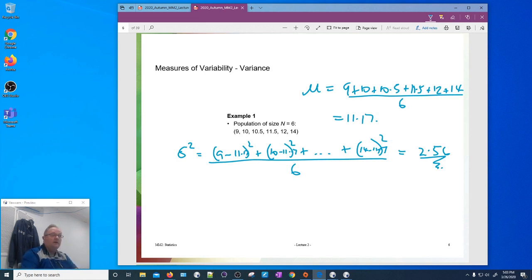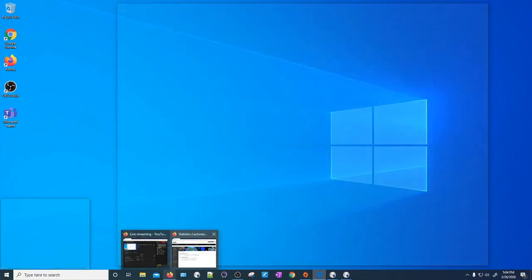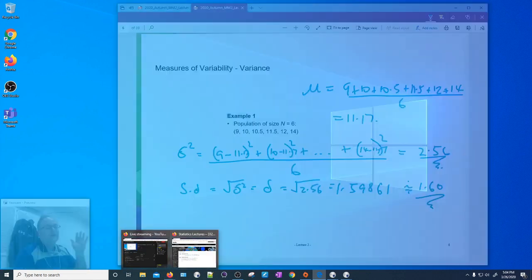And then we get the standard deviation by taking the square root of sigma squared, which is equal to, and we can approximate that, if you didn't mind, to 1.60 to 2 decimal places. So again, we're doing computations. We're not delving too deeply at this point into the reasons for doing them, but we are doing them.